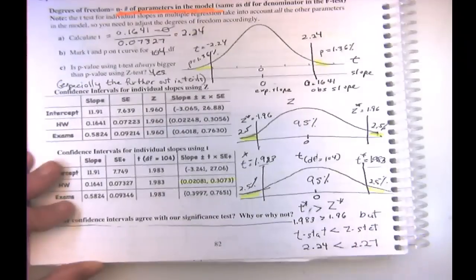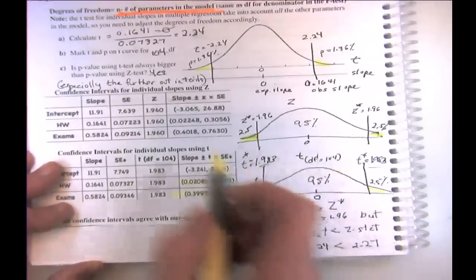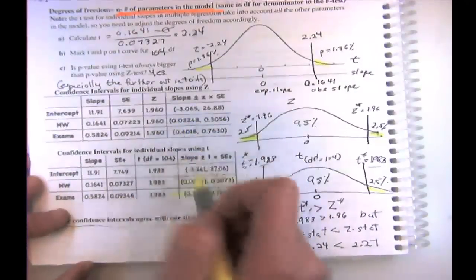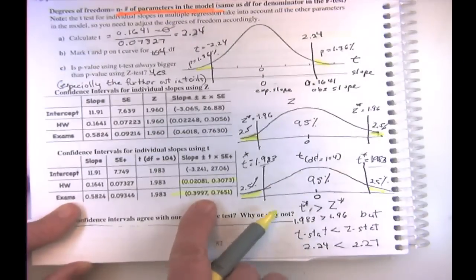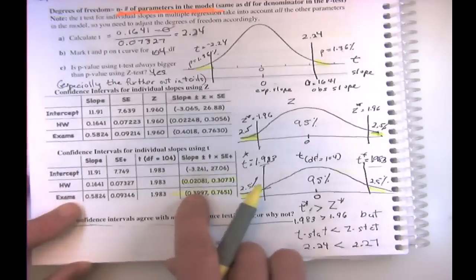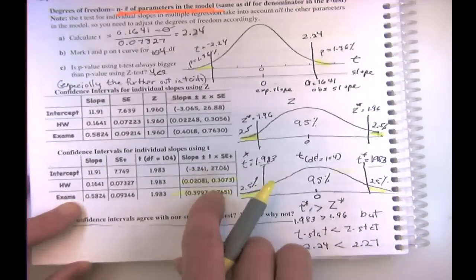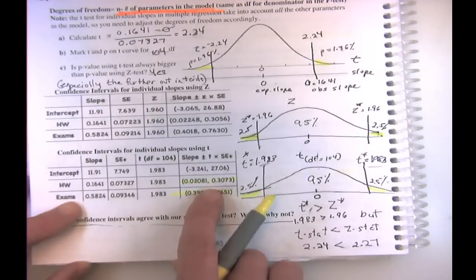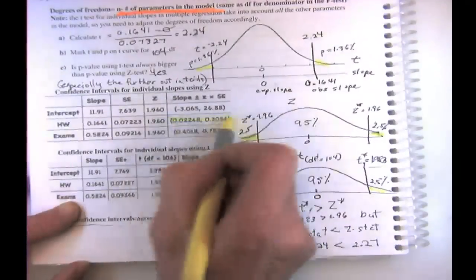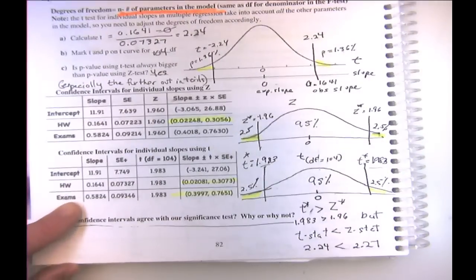So we can write this down, but these didn't include 0. We haven't even gotten to the exams yet, but that's a much stronger effect. Look how far away from 0 that is. That really doesn't even come close to including 0. But right now we're just looking at this and this. All right? And so, yes, it does agree.